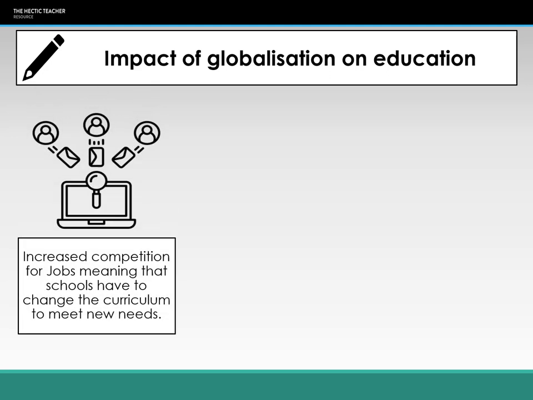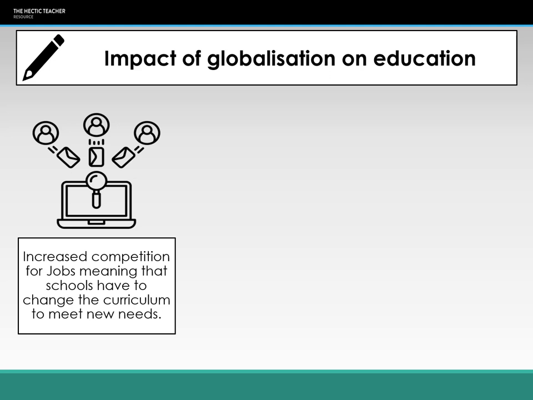One of the first ways that we've seen the impact of globalization on education is the increased competition for jobs. The global job market has become highly competitive, with all companies now realizing that they don't have to limit themselves to the pool of candidates that are in their local area. They can cast a wider net because technological developments and migration means you can really get the best person for the job rather than the best person in your area.